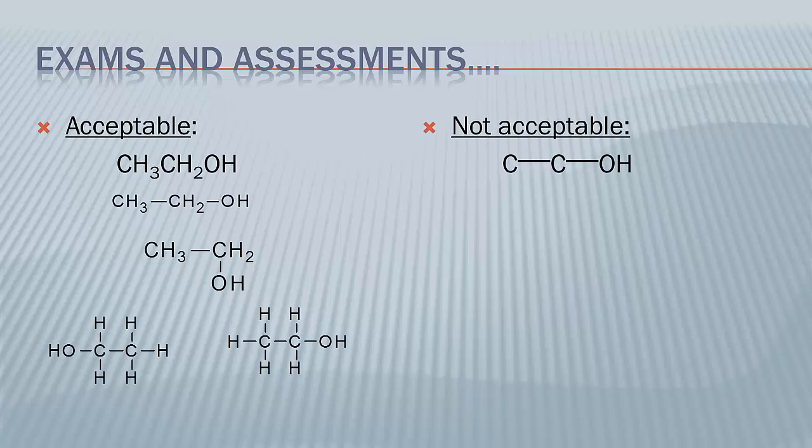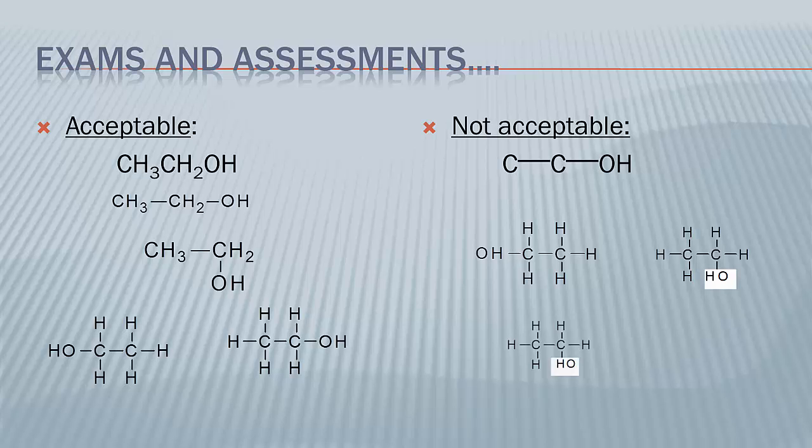Let's look at some structures that are not acceptable for ethanol. This structure here has missed off all the hydrogens on the carbons, so it doesn't show all the atoms or all the bonds, so that would not be acceptable. And this structure here shows all the atoms in ethanol, but not the correct bonding. This one shows an incorrect bond between carbon and hydrogen, so this would not be acceptable. Likewise, this is very similar. It shows ethanol, but it's showing the carbon bond going between the hydrogen and oxygen atoms, so it's a little bit dodgy and would not be acceptable. Likewise, this one here also shows the carbon going to the hydrogen instead of the oxygen atom, so this structure is not acceptable.